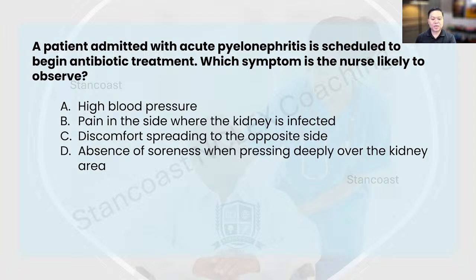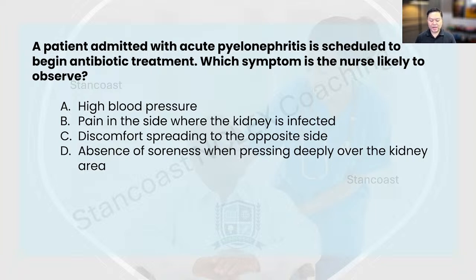Is it A, high blood pressure? Is it B, pain in the side where the kidney is infected? Or is it C, discomfort spreading to the opposite side? Or is it D, absence of soreness when pressing deeply over the kidney area? Again, recall the differences between the acute and chronic pyelonephritis.